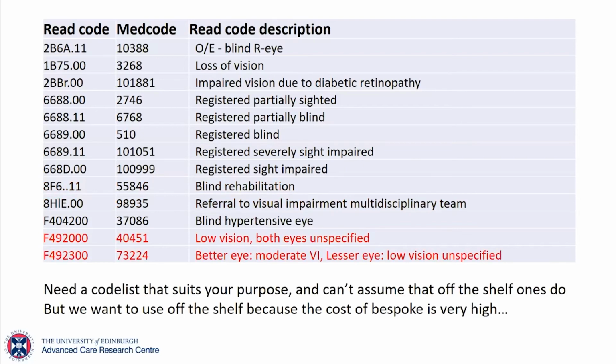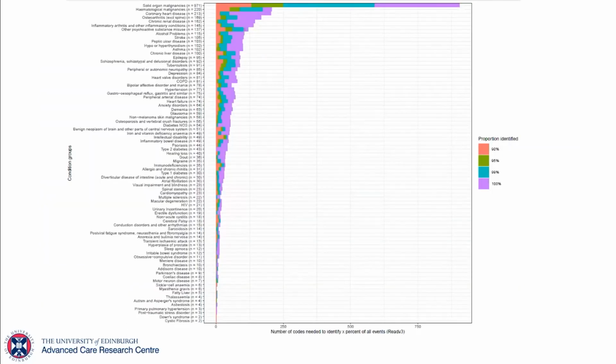And you end up having to make lots of decisions. So the reason we use code lists is to avoid making these decisions. But unless you look at the code list, you don't know if you agree with those decisions. And so we all need code lists to suit our purpose, but you can't assume that the off-the-shelf ones do. But we really want to use off-the-shelf because the cost of making a new code list is very, very high in terms of time, resource, and delay. So it's problematic.